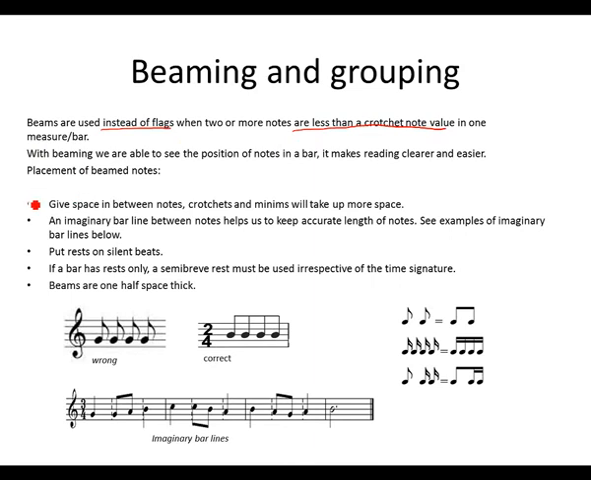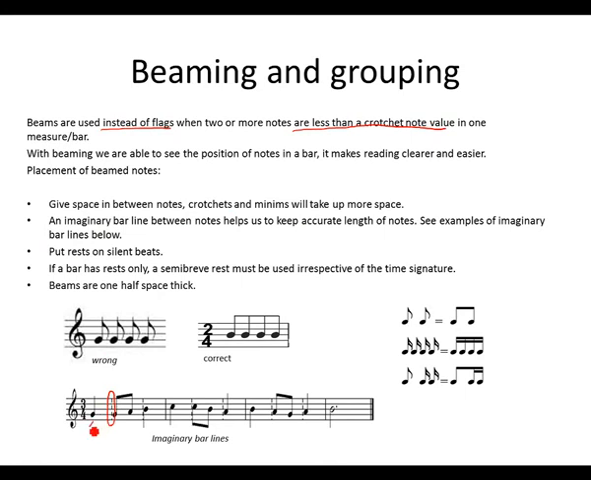Placement of beams. Give space in between notes. Crotchets and minims will take up more space. An imaginary bar line between notes helps us to keep accurate length of notes. Let's take a look at an example of an imaginary bar line. It's not supposed to be visible.